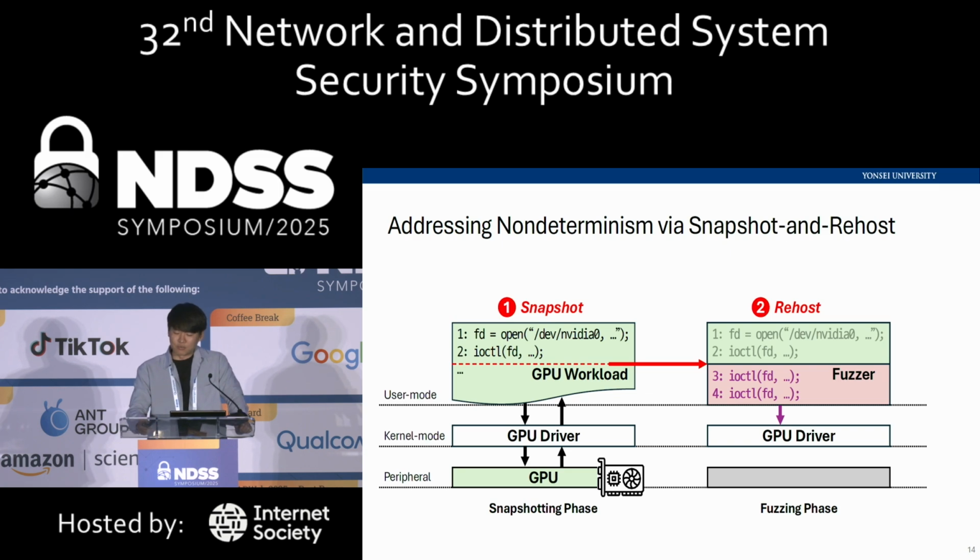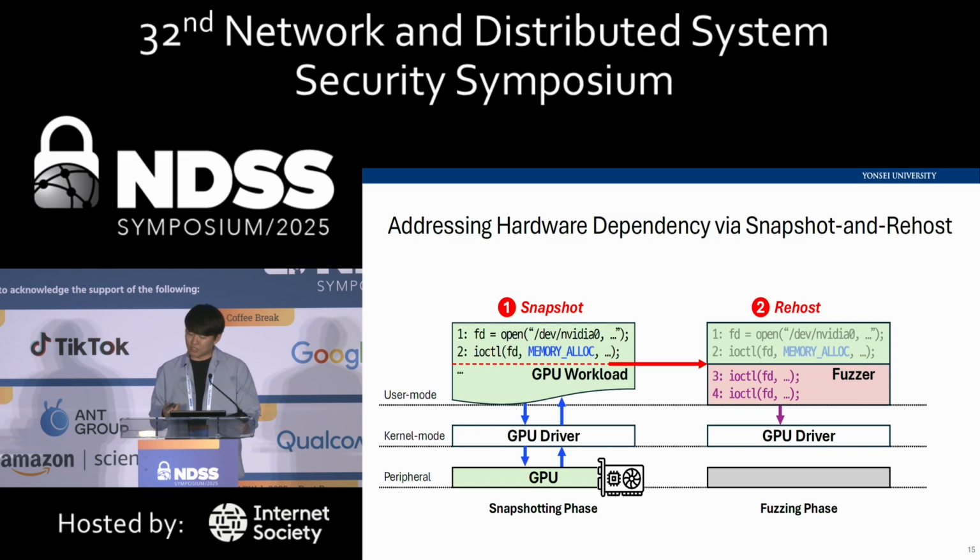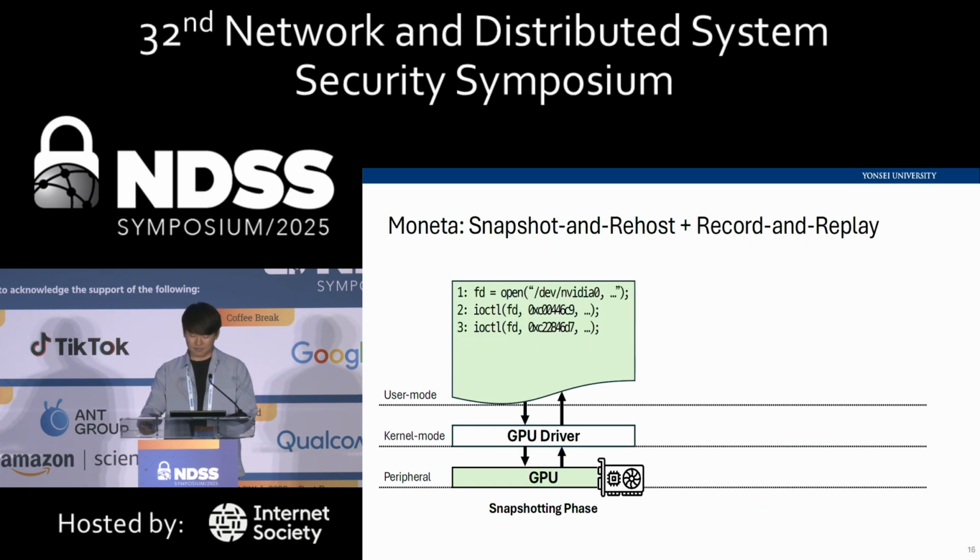So an existing approach to mitigating non-determinism is by using snapshots. By recalling desired driver states from snapshots, we can mitigate the non-determinism problems. And by using snapshots, we can also address the device-side input challenge. For example, if an I/O request is required to reach a deep state in the device driver, we can simply use a normal GPU workload to drive the driver into a deep state. And then we take a snapshot of the state and rehost the snapshot to start fuzzing from the state. So from these approaches, our insight was that we can combine snapshots and record and replay to complement each approach.